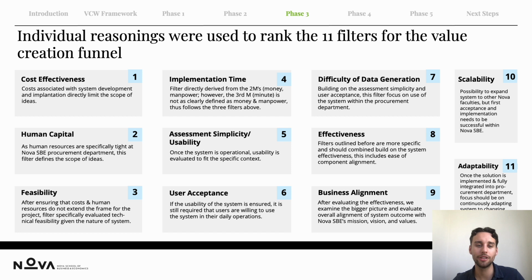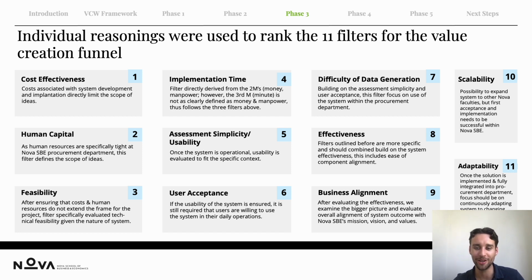For the ranking of the filters, we also have a rationale. The individual reasonings were then used to rank the 11 filters for the value creation funnel. And let's maybe also go into a little bit of detail into some of the selected ones. So for example, for human capital, number 2, as human resources are especially tight at Nova SBE's procurement department, this filter defines the scope of ideas which are feasible for the procurement department.